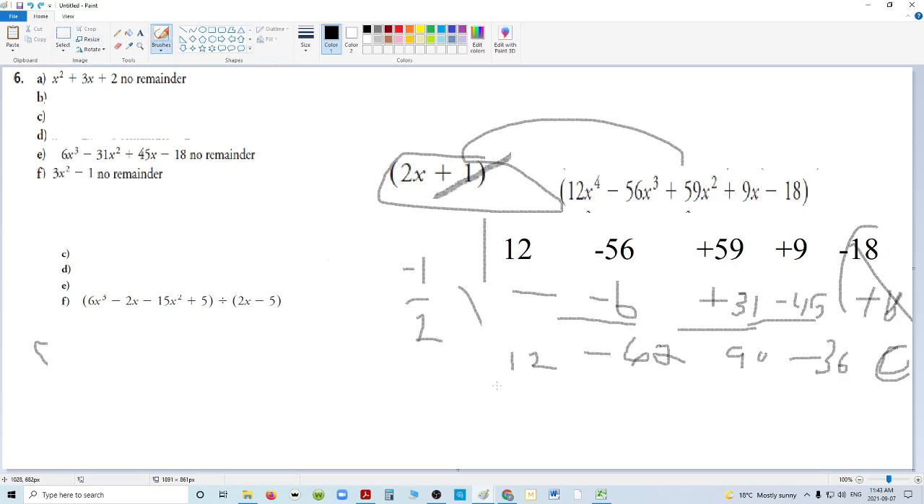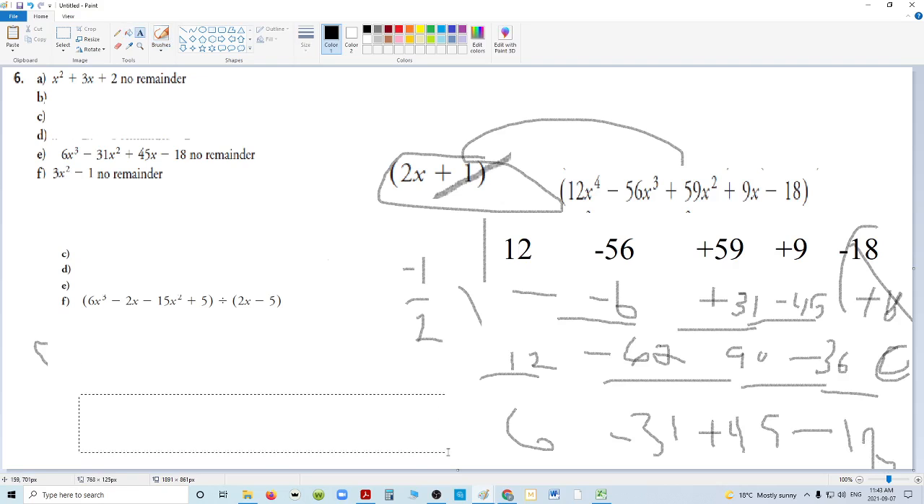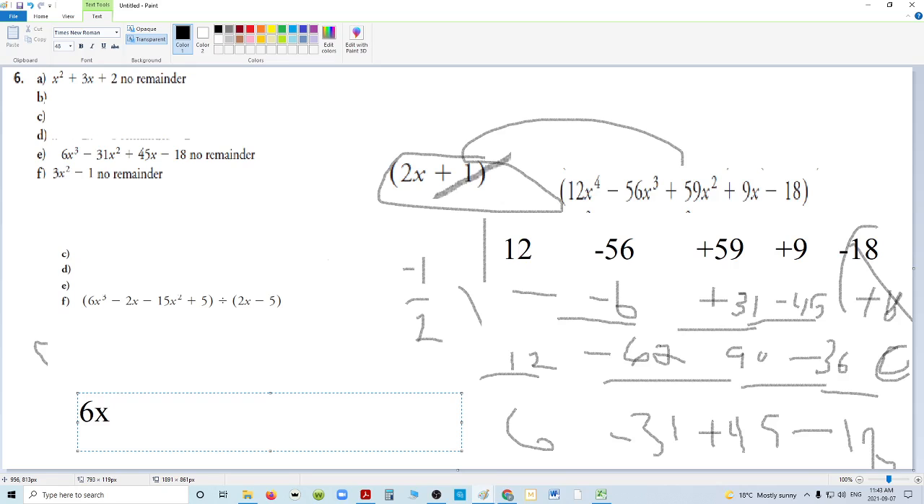This started with a 2. So I have to divide all these by 2. So I get 6 minus 31 plus 45 and minus 18. Which means I'll write it out as 6x cubed, which is the one less than the original up above, minus 31x squared plus 45x and minus, no, sorry. I had minus 36 there, right? So minus 18.